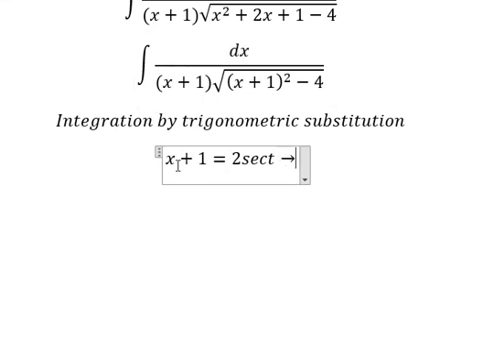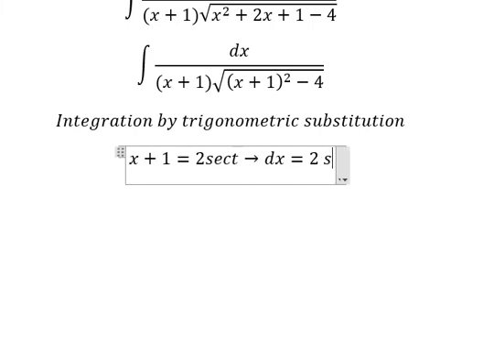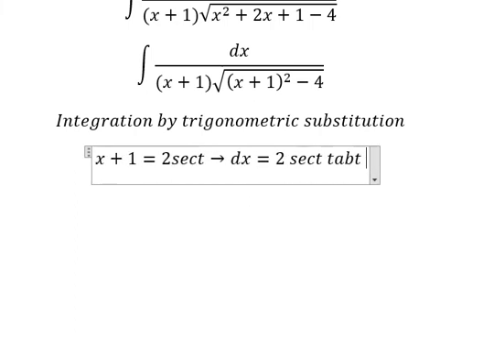Next, we need to do the first derivative for both sides. This one we have number 1. This one is the constant, so you get 0, so we have dx. This one we have 2 secant of t tan t dt.